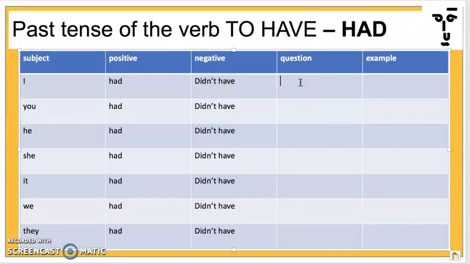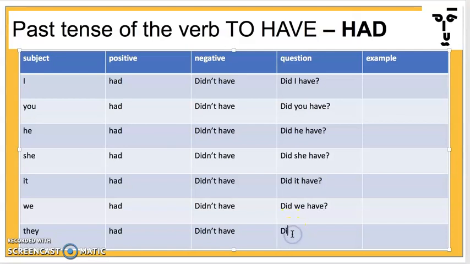And for our questions, we're going to again use the verb do, but in its past. Did I have? And it's the same. Did you have? Did he have? Did she have? Did it have? Did we have? And did they have?